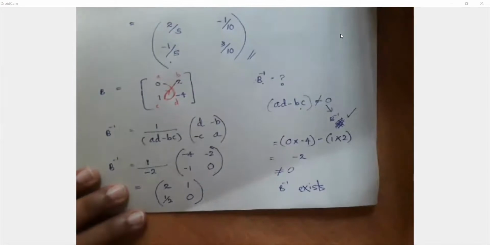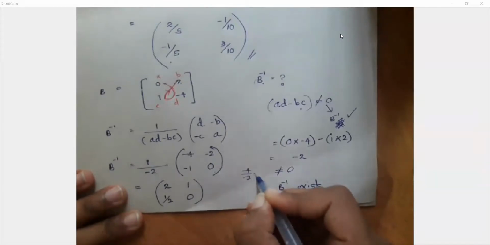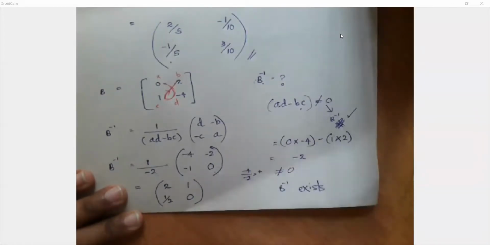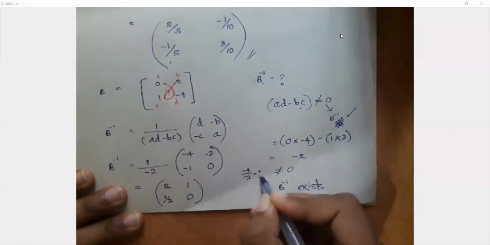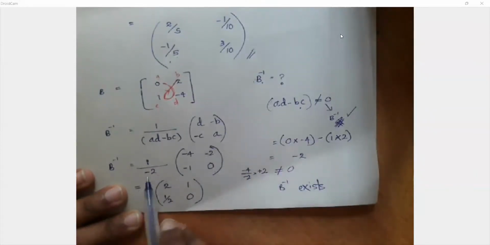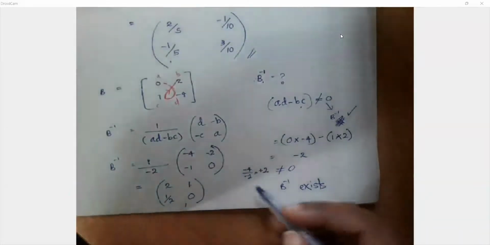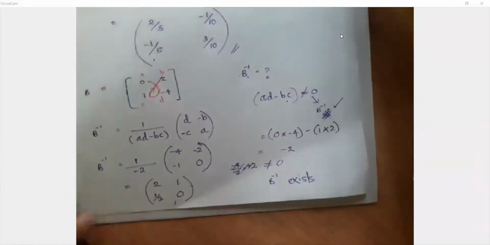See value here. We are going to divide this by minus 2. Minus 4 over minus 2. What is it? Minus divided by minus is plus. 4 over 2 means 2. Here minus 2 over minus 2 is 1. Minus 1 over minus 2 is half. 0 divided by something is 0. So this is our answer, B inverse.